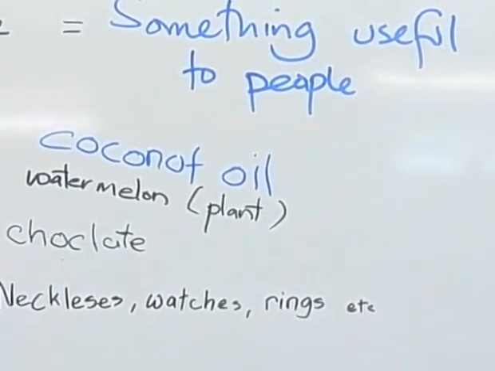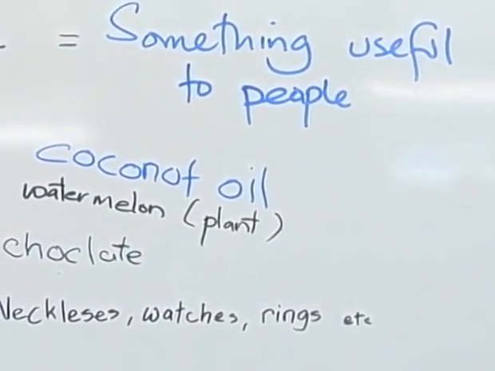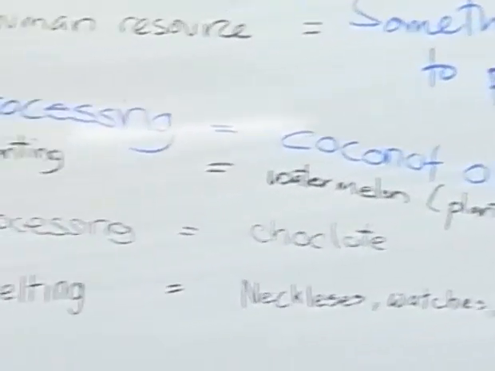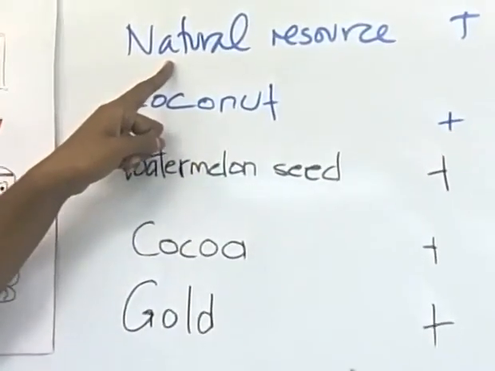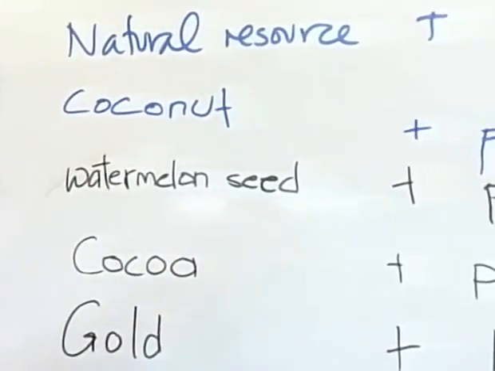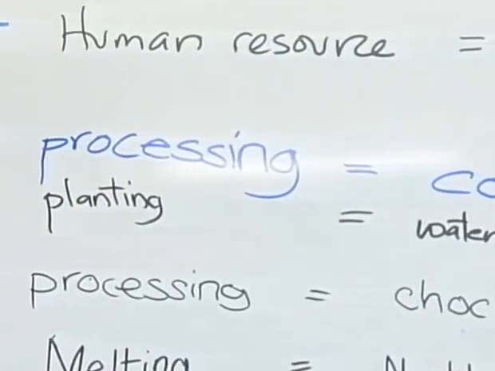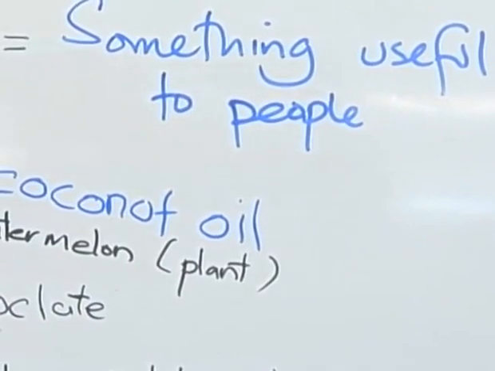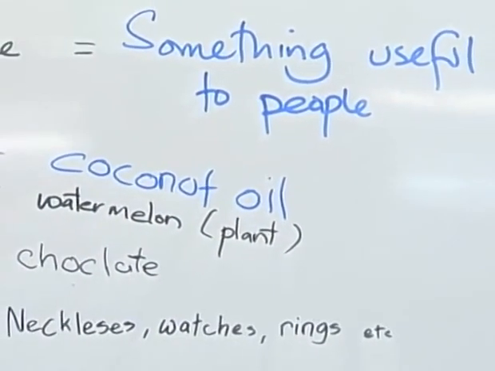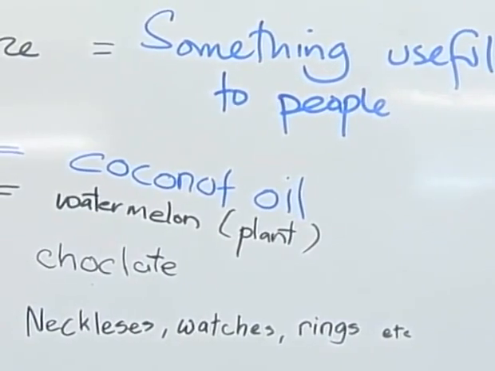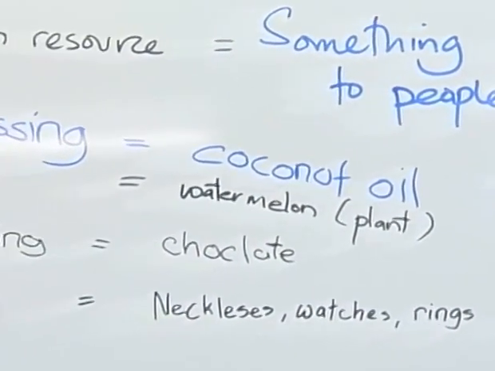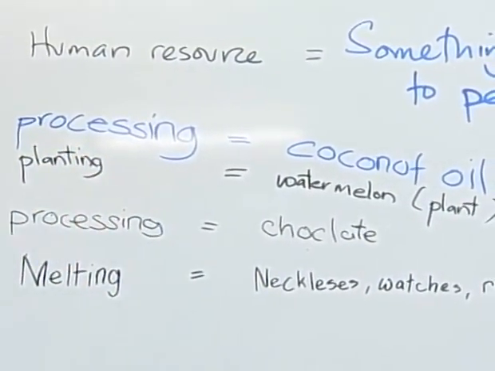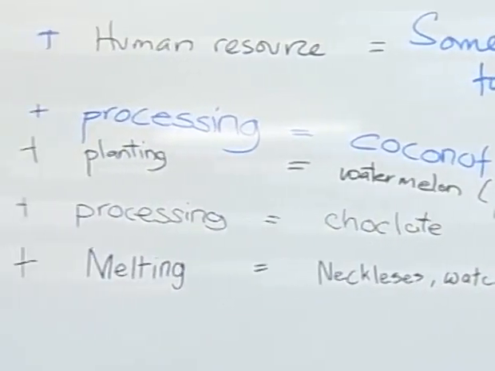I'm sure you others have your other answers there, but let's have a look at these answers, please. How natural resources are useful to people. Natural resource plus human resource, the knowledge and the skills, equals something useful to people. Coconut, a natural resource, goes through processing, manufacturing, and then the end result or the finished product is the coconut oil or coconut soap.